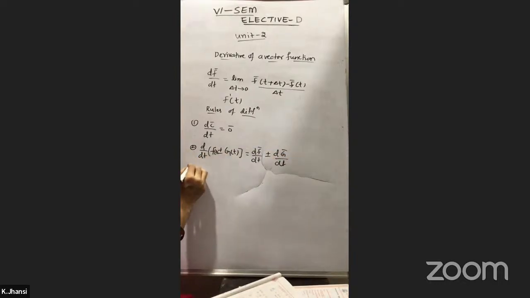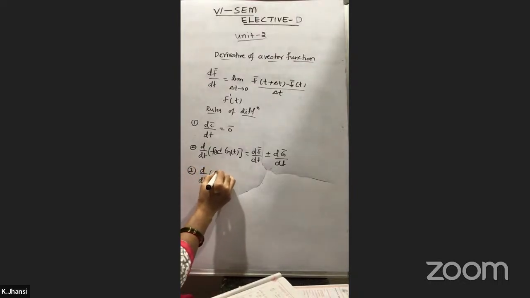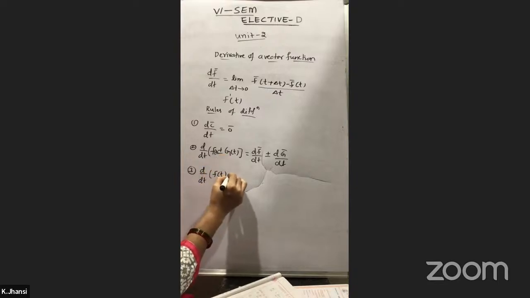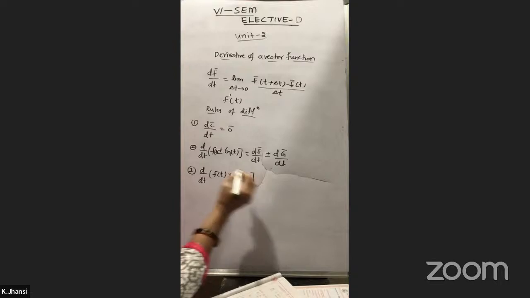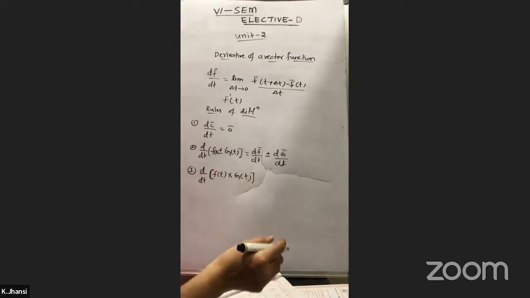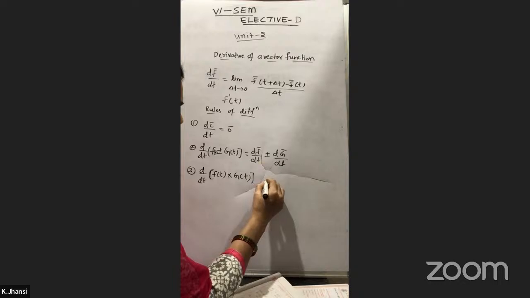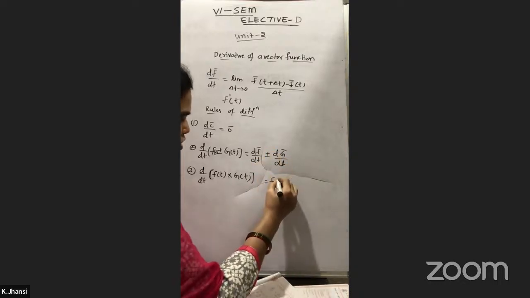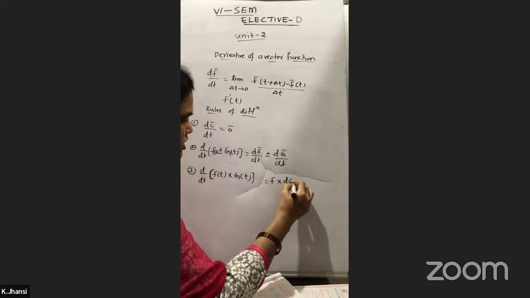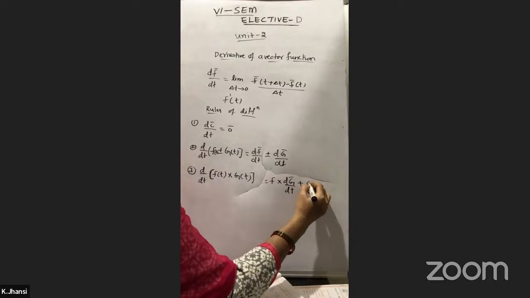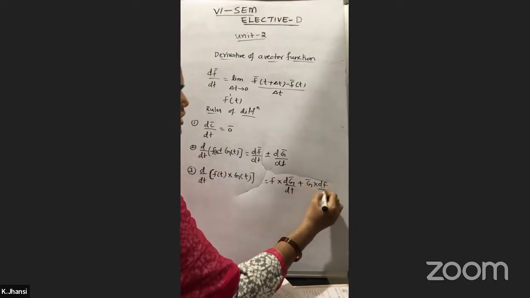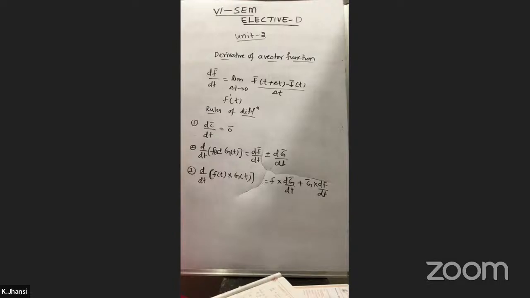Okay. Next, the third one is the UV rule, that is d by dt of f of t cross g of t. You can use this bracket. So if cross product is there, then you can write it as f cross dg by dt plus g cross df by dt. Okay. This is the cross product.